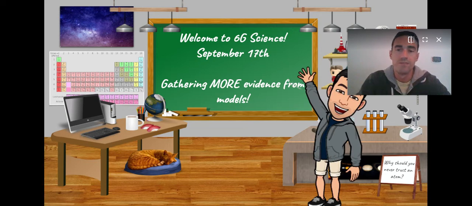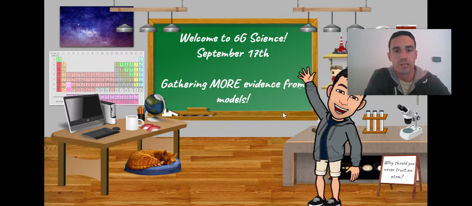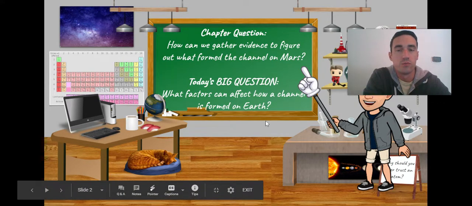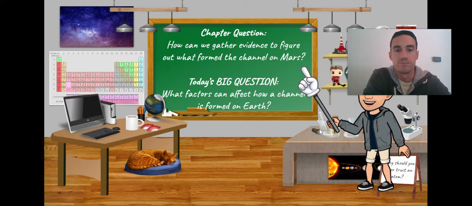Good morning, guys. Now that you've gone over some review of some vocabulary from yesterday, we're going to be using models to gather even more evidence about our channel on Mars. So as we go through today, we're keeping in mind two questions. One is our chapter question of how can we gather evidence to figure out what formed the channel on Mars, water or lava? And today's big question is what factors can affect how a channel is formed on Earth? We'll look at some more models to try and figure the answer out to that question.